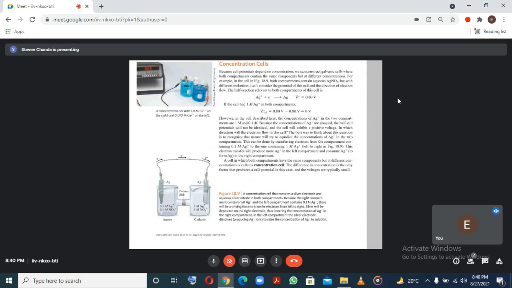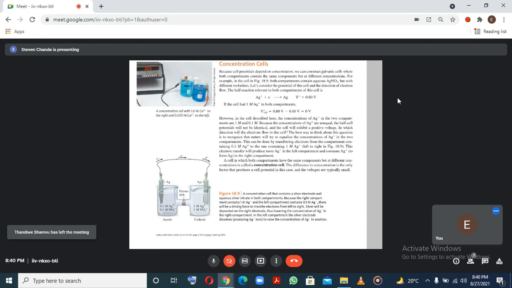But there are certain times where you can have cells where, on both the anode and the cathode, you have the same components, but they are just at different concentrations. Now, what happens with this is that you have to be able to explain and understand where the electrons will be going to.